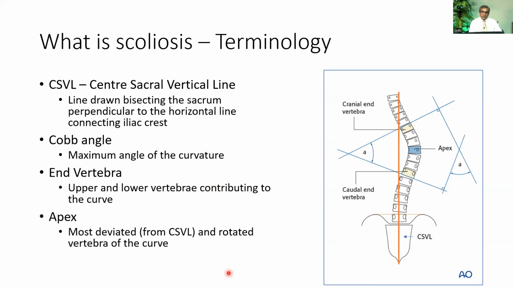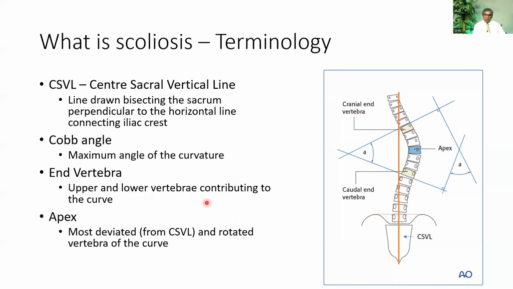So the next word that we use is what you call Cobb angle. The Cobb angle is basically the angle of the curvature. So as I said, scoliosis usually has three curves, and out of these three curves, each has a Cobb angle. So Cobb angle is the maximum angle of the curvature, as you can see in this picture, which is shown in A. Then the term that we need to know about is what we call end vertebra.